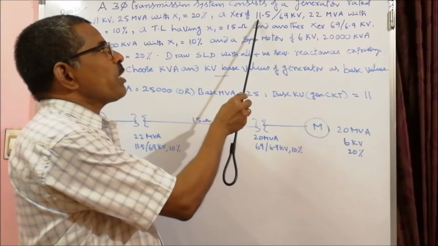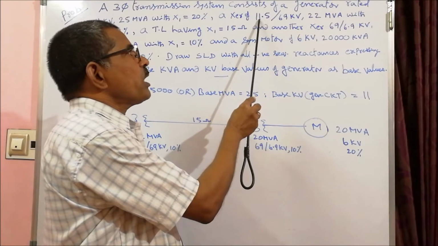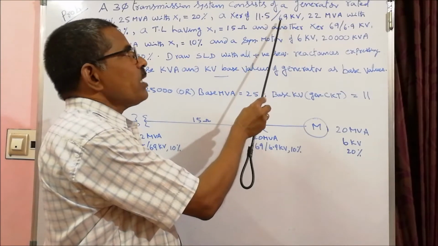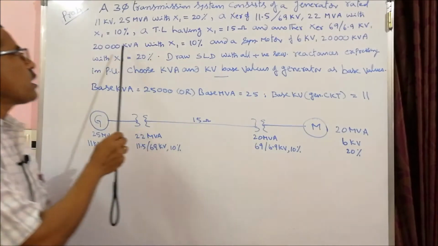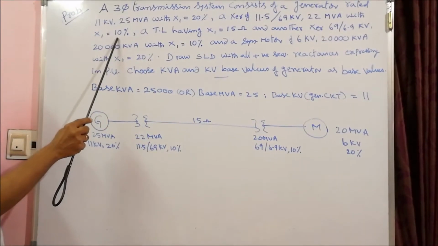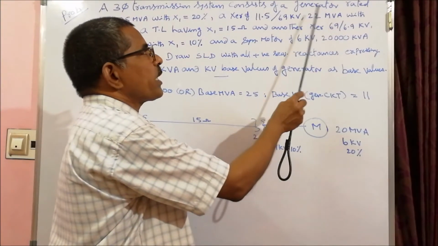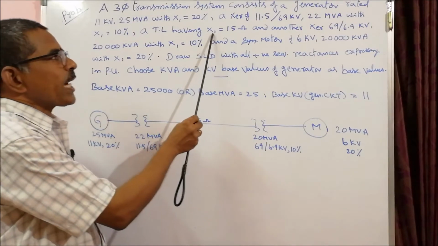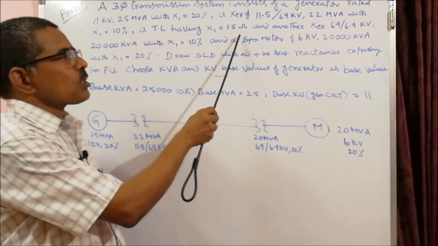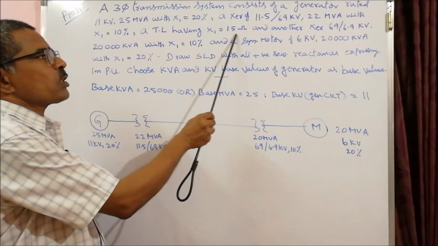A transformer of 11.5 by 69 kV. Here again, primary 11.5 kV, secondary 69 kV. It is 22 MVA with its positive sequence reactance again 10%. So I repeat, this 10% is based on its own ratings. And a transmission line having X1 equal to 15 ohms. Transmission lines normally have the ohmic value given, so it is 15 ohms.